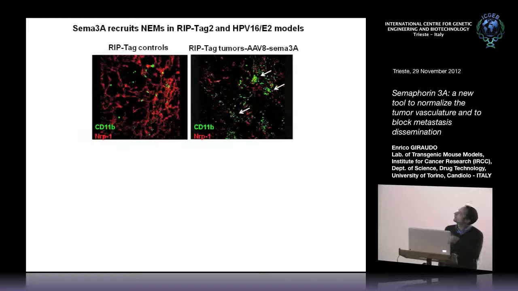I don't have the slide with me. These are RIP-Tag mice. Usually, the infiltrating inflammatory cells in the RIP-Tag tumor in control and untreated tumors are basically TAMs, tumor-associated macrophages with an M2 pro-tumoral effect. But then after the treatment with SEMA3A, we found an enrichment of this NEM population, with a proportion that is increased as compared to the M2 macrophages.